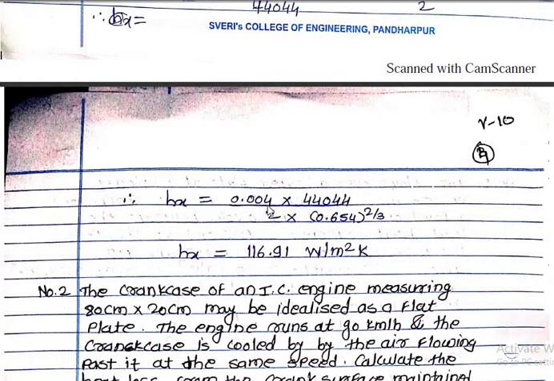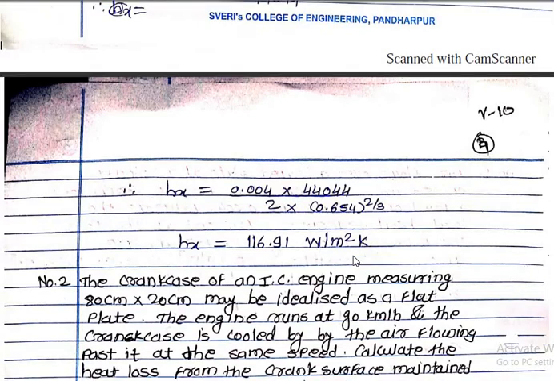Hx is equal to 0.004 multiplied by 44,044, whole divided by 2 into 0.654 raised to 2 by 3. So Hx becomes 116.91, and its unit is watt per meter square Kelvin. That is our first problem.